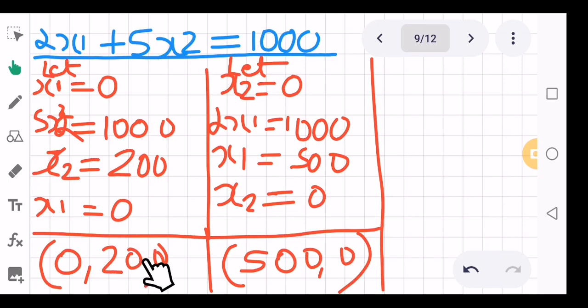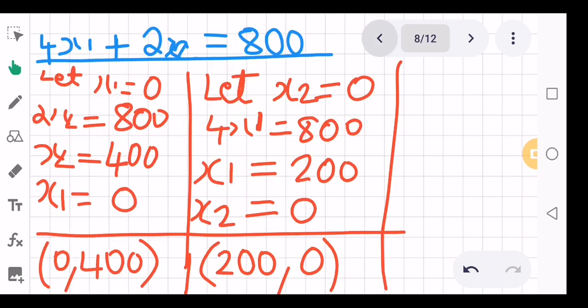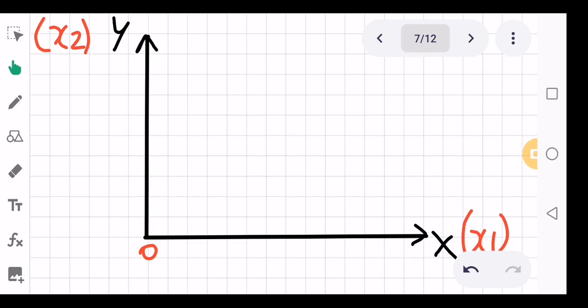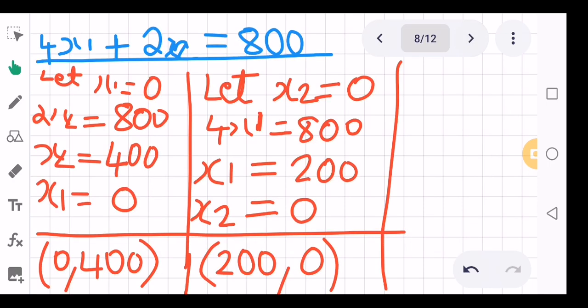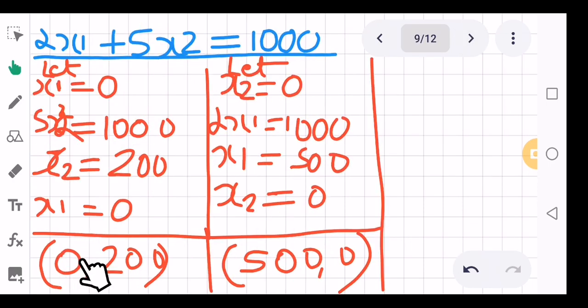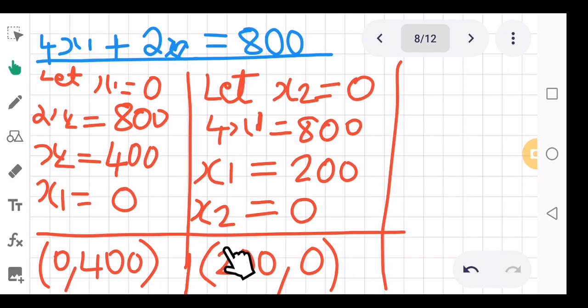And how did I get the point? The first numerical that I have written will come in the x, and the second numerical I have written will come over here, the y. Okay, that is 0, 200. This is a point. This is another point. We will be joining these 2 points to get a line. Similarly, we will be joining these 2 points to get another line.